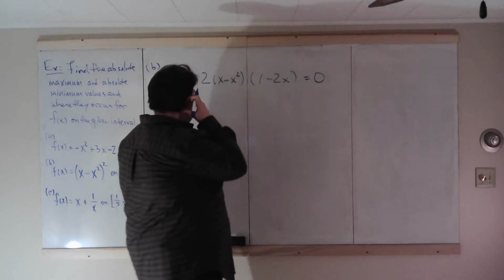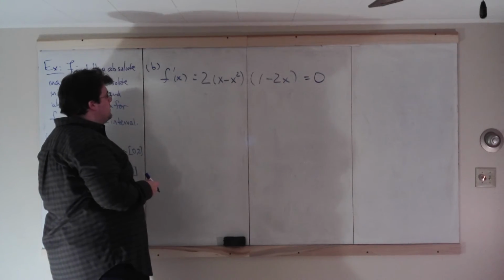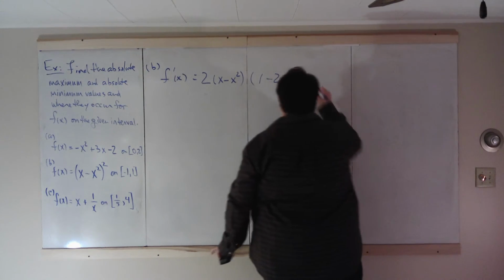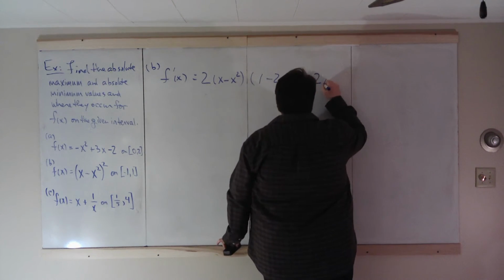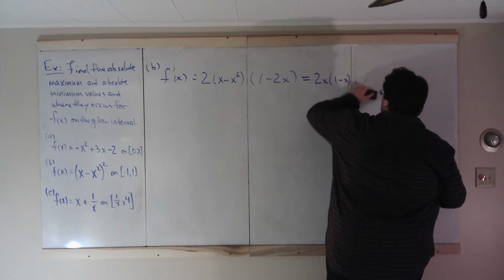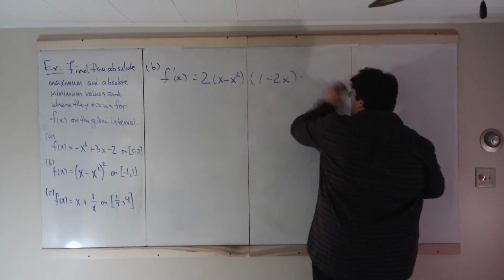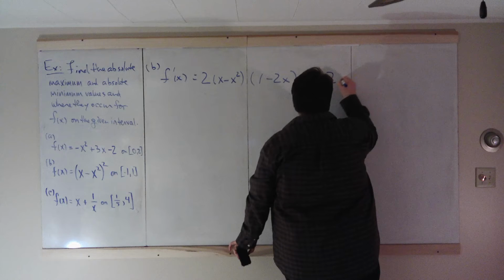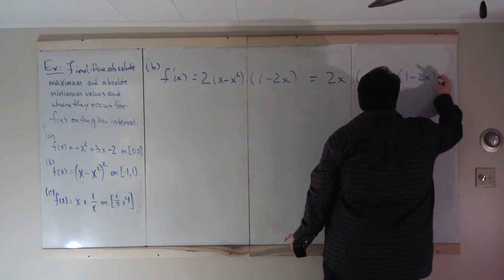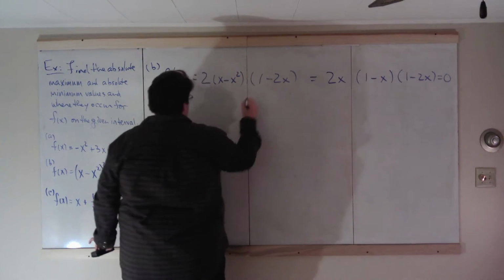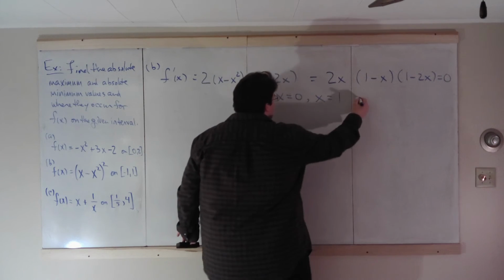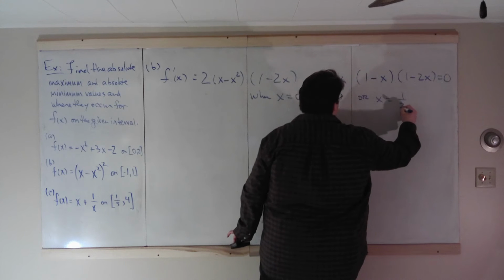When is this 0? I guess I could have factored it a little more. Maybe I'll factor it a little more and then set it equal to 0. What does this equal? Well, it equals 2x times 1 minus x times 1 minus 2x. Pull out an x from those. 2x times 1 minus x times 1 minus 2x. When does this equal 0? It equals 0 when x equals 0, x equals 1, or x equals half.